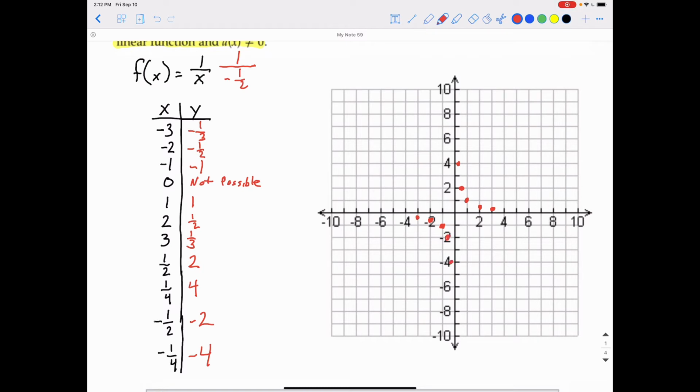And notice that I keep getting closer and closer to the axes, but I actually never touch them. I can't touch the y-axis because the x value can never equal 0. And I can't touch the x-axis because there's no number I can plug in for x to expect the y value to equal 0. So I get a graph that is split up like this, where I cannot touch those axes.